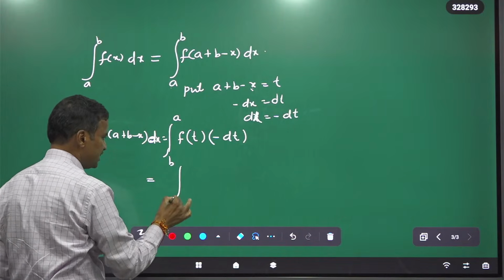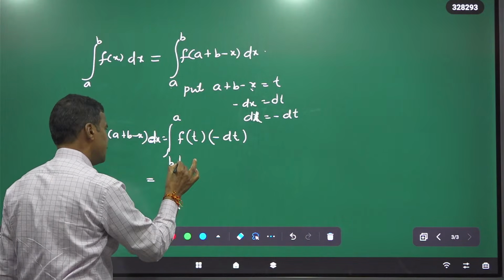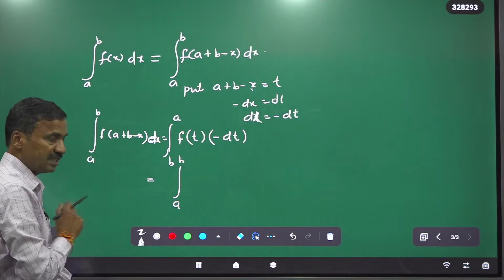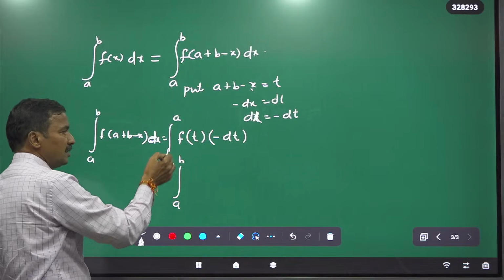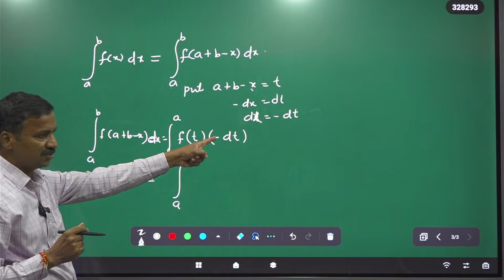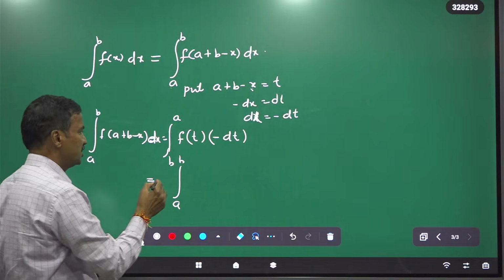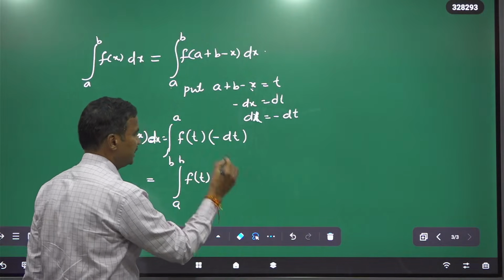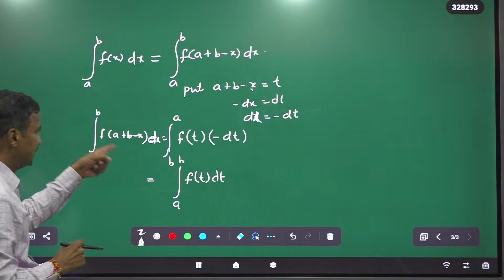Instead of that, by interchanging the limits a to b, you can write it so that this becomes positive. Just now we discussed that interchanging the limits changes the sign. Therefore, the minus becomes positive. Then we can write the integral from a to b of f of t dt.